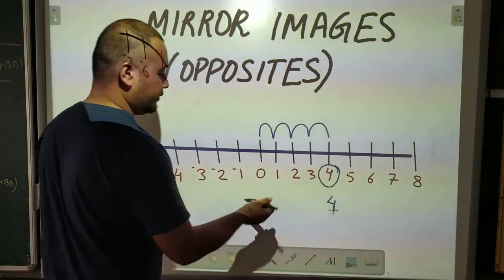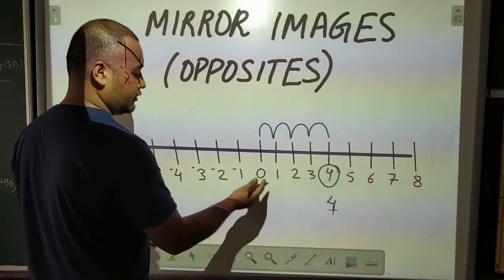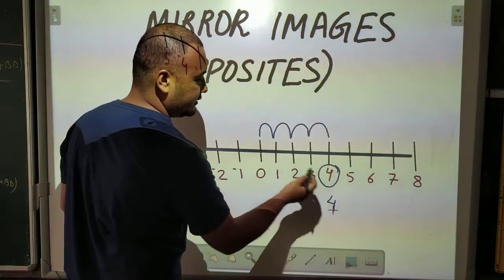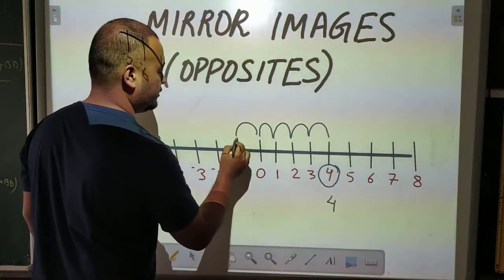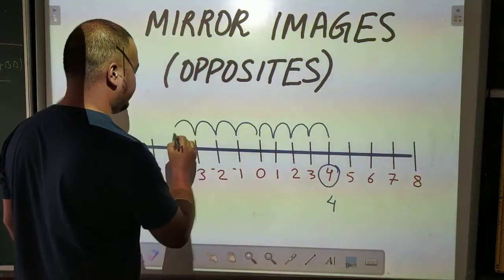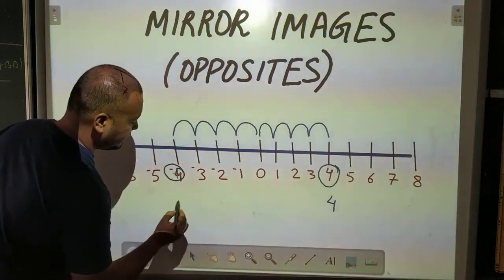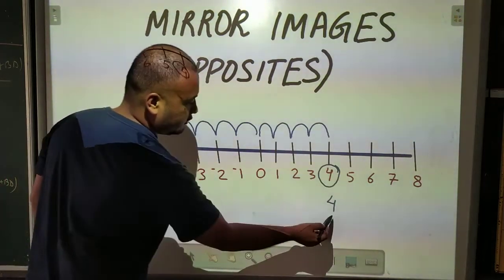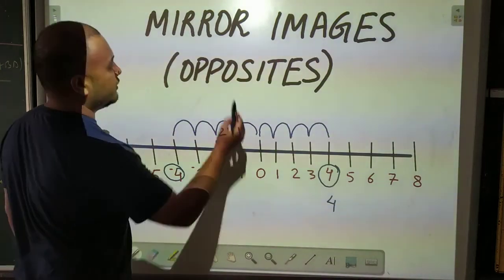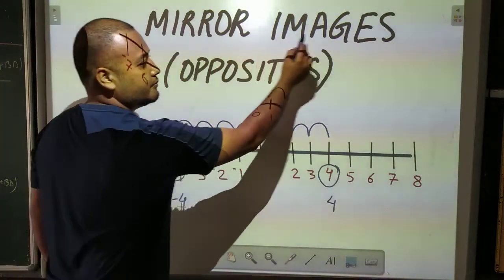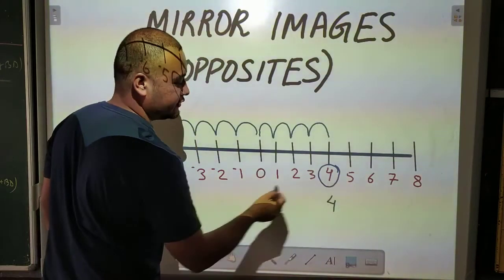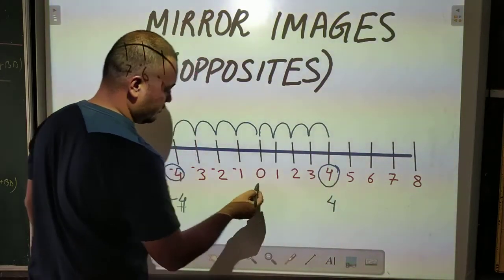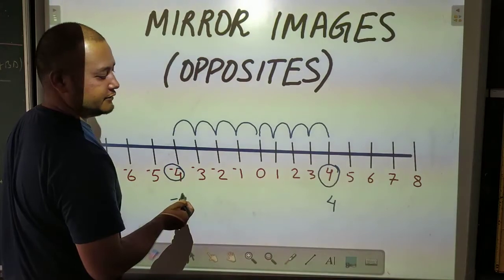Now look for a number on the opposite side, that is on the left of 0, which is at the same distance, that is 4 jumps. So 1, 2, 3 and 4. So the number is minus 4. So 4 and minus 4 are called opposites or mirror images. They are at the same distance from 0. One is on the right of 0, one is on the left of 0.